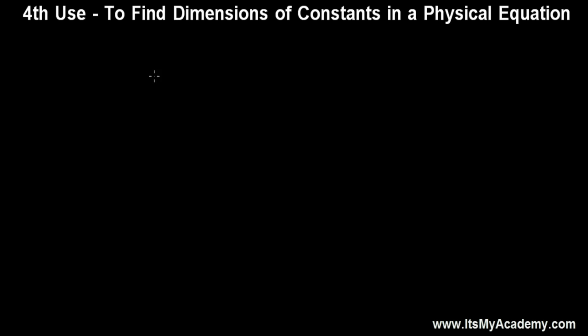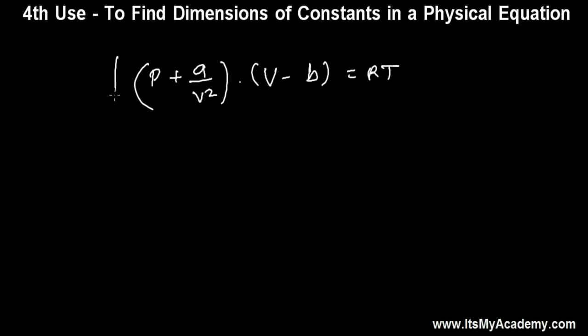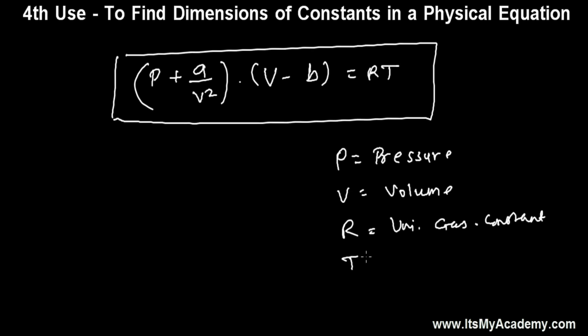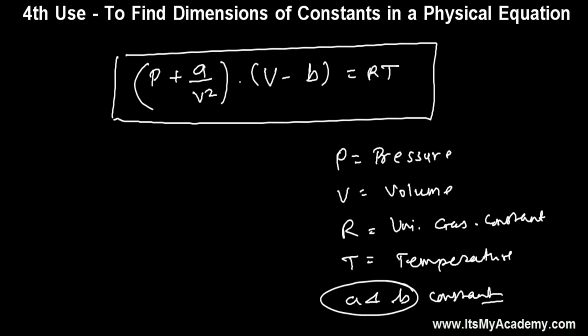For example, let me give you the van der Waals equation, that is (P + a/V²)(V − b) = RT. This is commonly known as the van der Waals equation, and here let me tell you, P represents the pressure. You haven't learned it, but you're going to learn soon. V represents volume, R is the universal gas constant, and T is temperature. a and b are constants, so we have to find out the dimensions of these constants a and b.